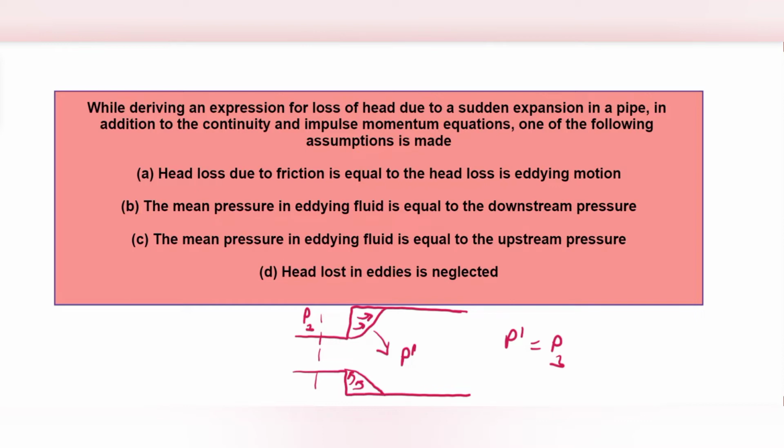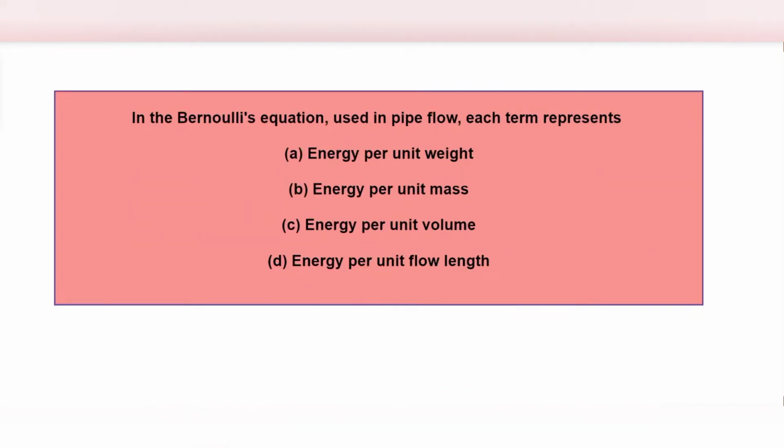Now from this discussion, it's clear that our correct answer is the mean pressure in the eddying fluid is equal to the upstream pressure. Now let's see the next question. In the Bernoulli's equation used in pipe flow, each term represents dash. So each term in the Bernoulli's equation represents energy per unit weight.